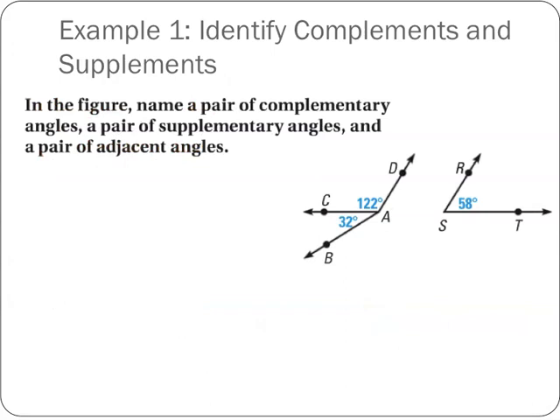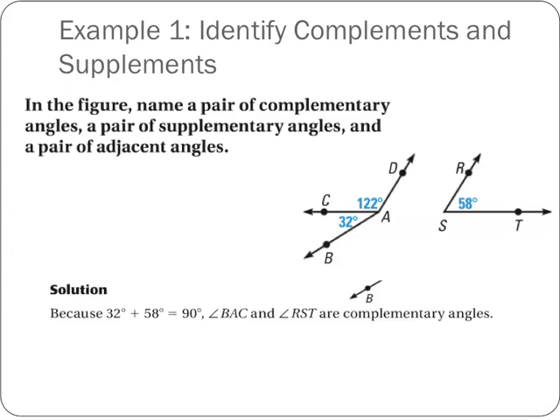All right, example 1, identify complements and supplements. So in the figure, name a pair of complementary angles, a pair of supplementary angles, and a pair of adjacent angles. Okay, so we need to find two of these angles that are going to add to 90 degrees, and that will give us the complementary angles. So definitely not the 122 because it's already more than 90 degrees. So try the 32 and the 58. Because the 32 and the 58 add to 90 degrees, we can say that angle BAC and angle RST are complementary angles.